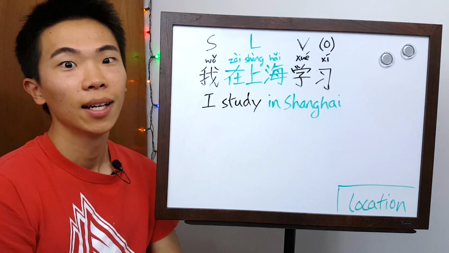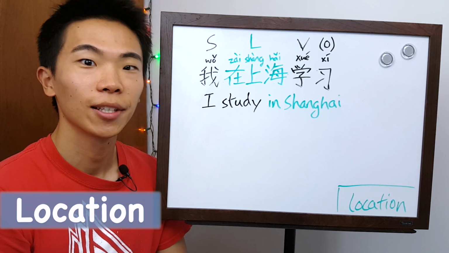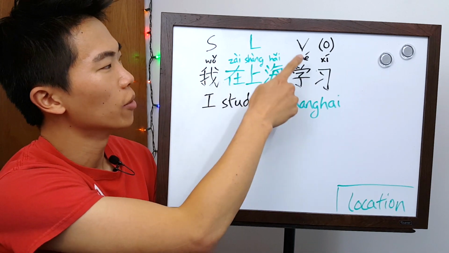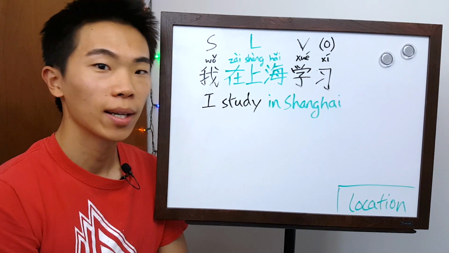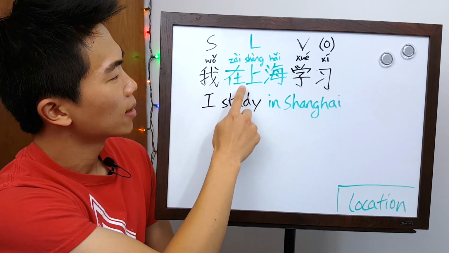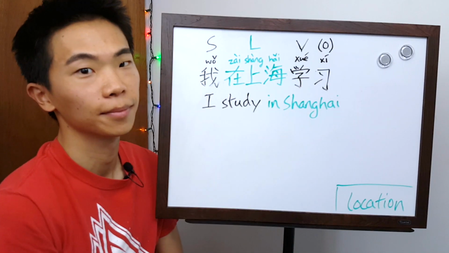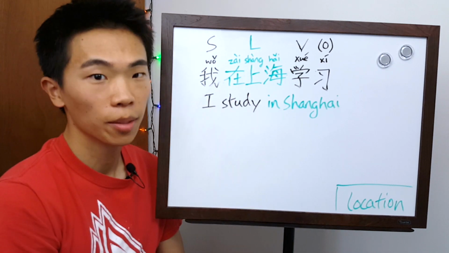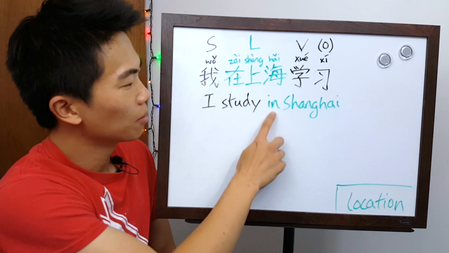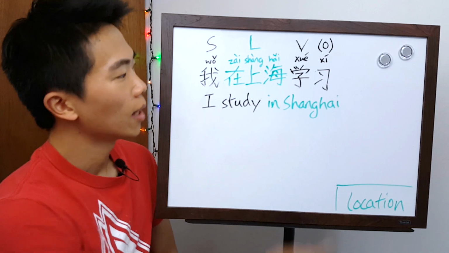So the last thing we're going to learn today is how to add a location in your sentences. This one's a little different than English. As you can see, it goes subject, location, verb, and then your object. So if you want to say, I study in Shanghai, you say, I 在上海 in Shanghai 学习 study. 在 is a location marker. It translates directly as at, but it's the same thing as in Shanghai. 在上海 is in Shanghai. And 学习 is study.